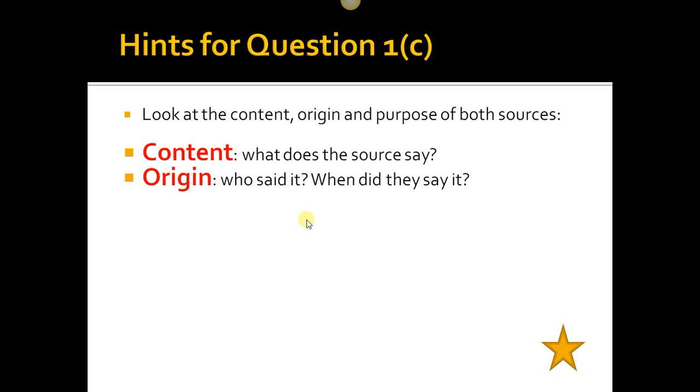Okay, the origin: who said it, when did they say it? Timeline is important there, knowing your times, because I'm assuming the question will say 1949 to 1976, but if the two sources are just at the beginning of the period or just at the end, well, a lot has changed for China in that point. So bear that in mind and feel free to talk about that.